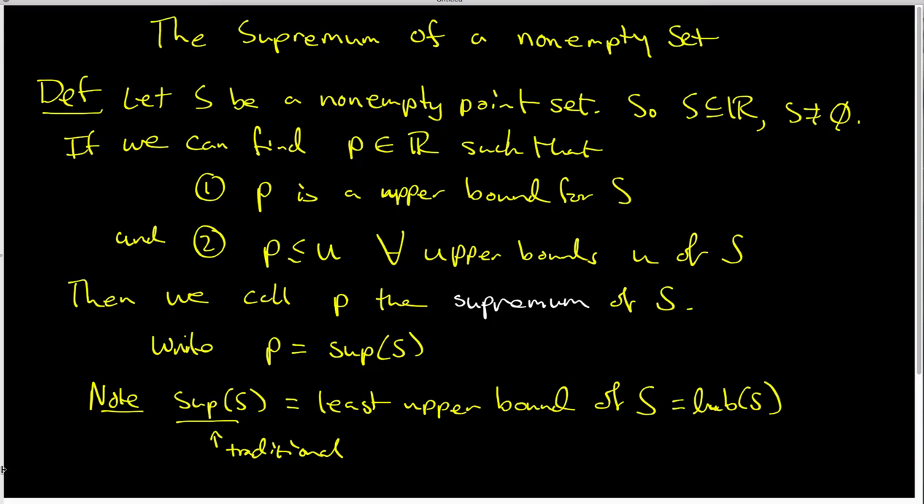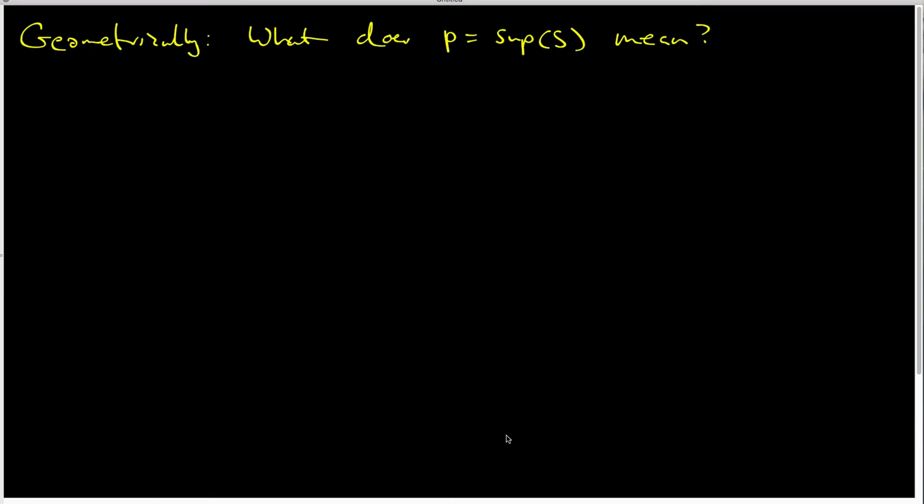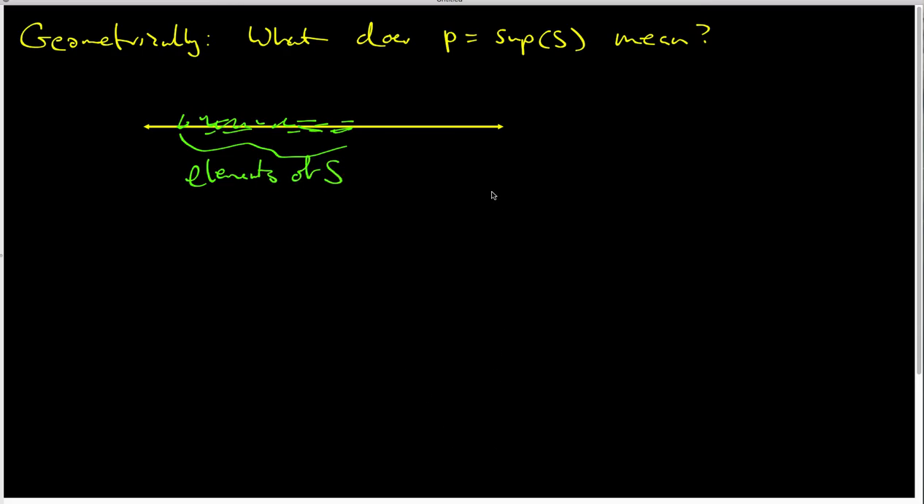Now, I want to look at what this means geometrically. So let's think about that. Geometrically, what does P equals sup of S mean? So let's think in terms of drawing a number line. Here's my number line, and I'm going to just say we've got some sort of mess over here for S. So here are elements of the set S, and I clearly have an upper bound U.